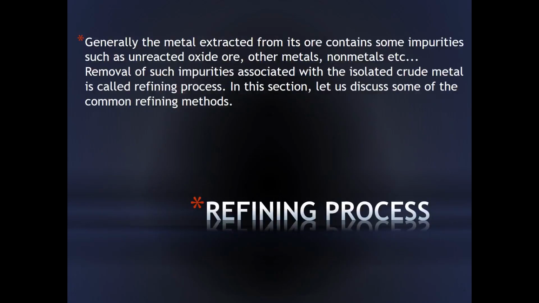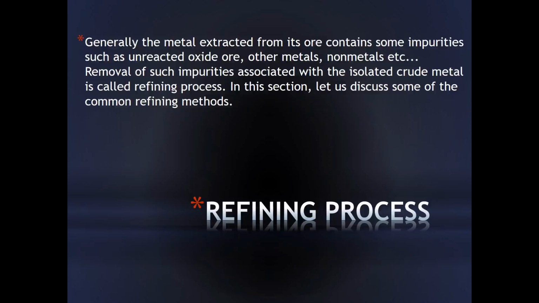Now, the refining process. In the metallurgical process, there are 3 main steps: concentration of ore, that is the removal of impurities; extraction of crude metal, that is conversion of metal oxides to metal; and further, refining of crude metal, which is the third process. What is happening here? Let us see. Generally, the metal extracted from its ore contains some impurities, isn't it?